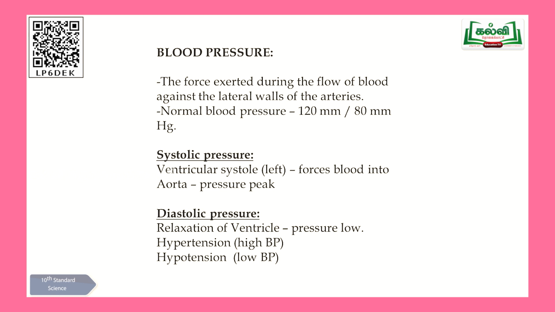Okay. So the artery is a minute small tube, I told you in the previous class. When the blood flows inside the tube, it will create a pressure on the lateral walls of the artery. That is called blood pressure. So blood pressure is defined as when the blood is flowing inside the artery, the pressure is created on the walls of the artery. This is called blood pressure.